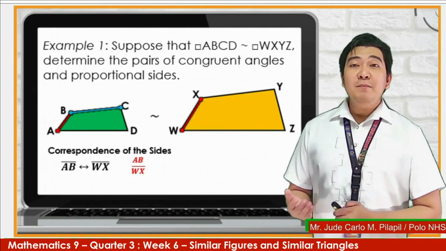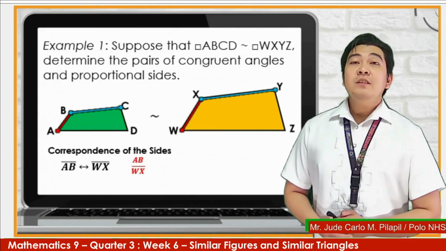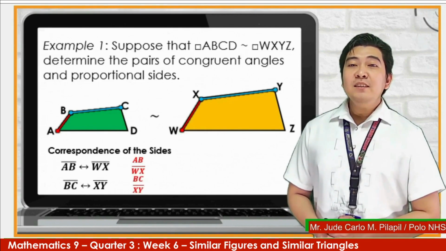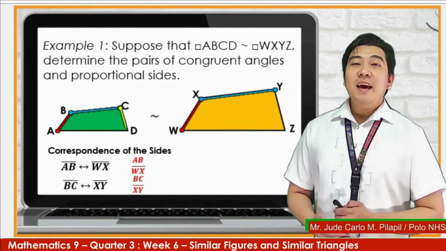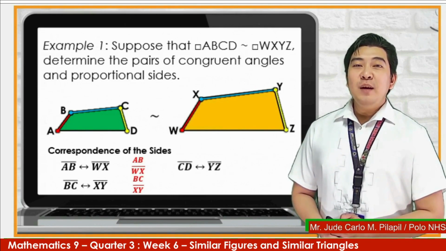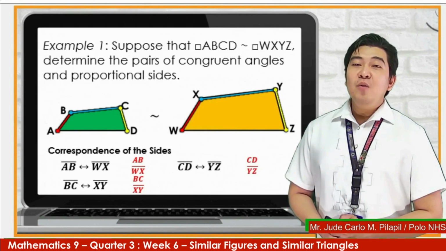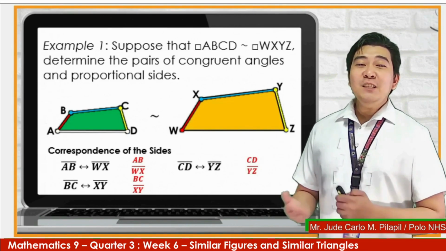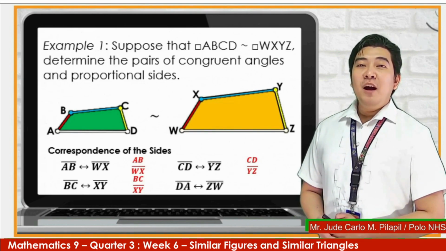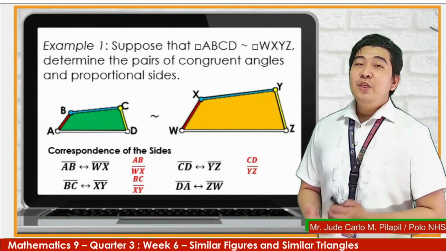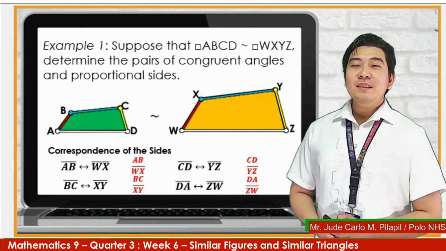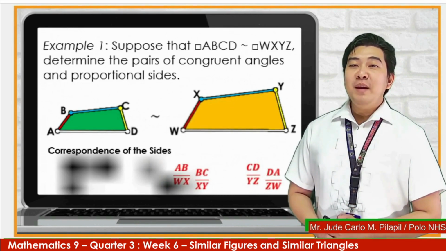Side BC corresponds to side XY. That has the ratio BC over XY. Side CD corresponds to side YZ, having the ratio CD over YZ. And the last pair of sides, side DA corresponds to side ZW. Thus, we have the ratio DA is to ZW. Let us get the ratios made.